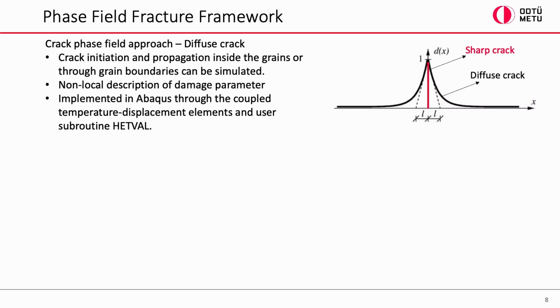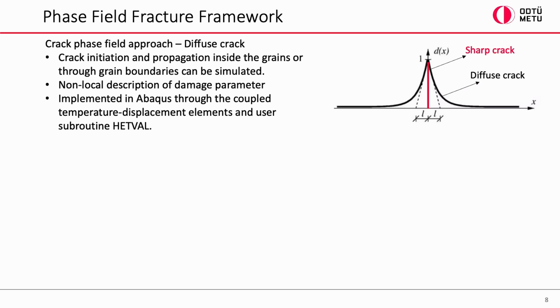So the advantage of this framework for the dual phase steels is that you can model crack initiation and propagation in the microstructure without needing any cohesive elements or any other criteria, because you're solving another phase in your model, which means the crack can nucleate anywhere and propagate through grains.